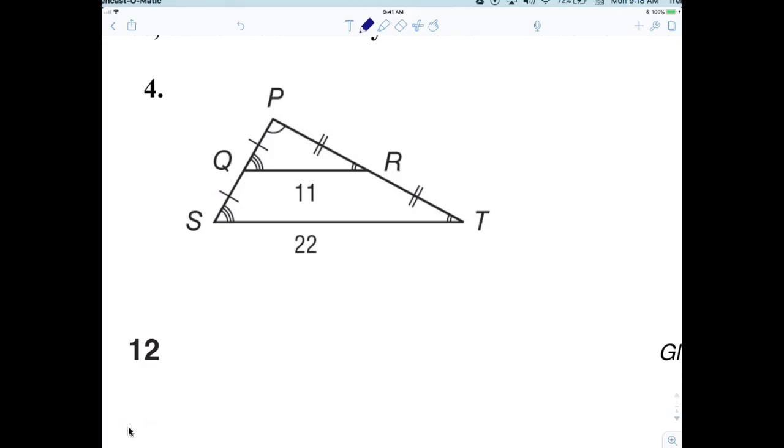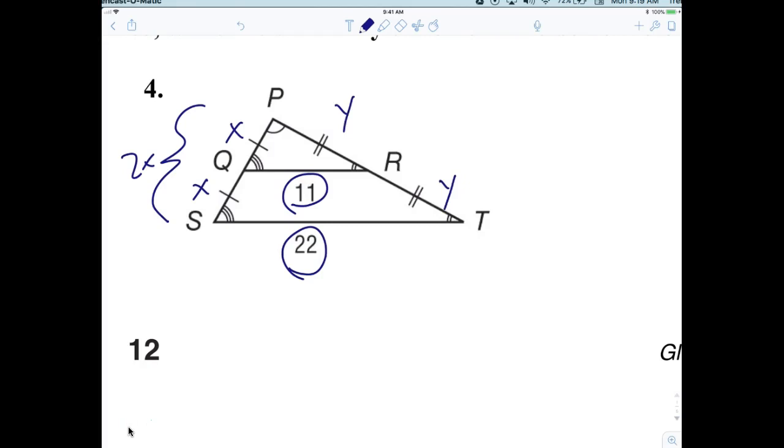Let's first check the angles, right? So P corresponds to P, it sounds weird, Q corresponds to S, and R corresponds to T. Now, the ratio of the sides, you should be able to see, is 1 to 2. 11 over 22 is 1/2, right? If this is x and this is x, then the whole length is 2x. So x over 2x is still 1/2. And then this over here is y, this is y. Y over 2y is 1/2.